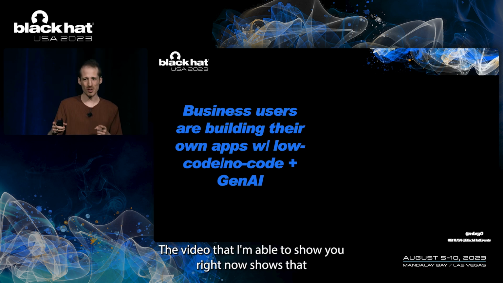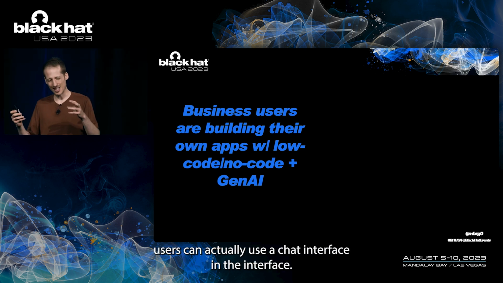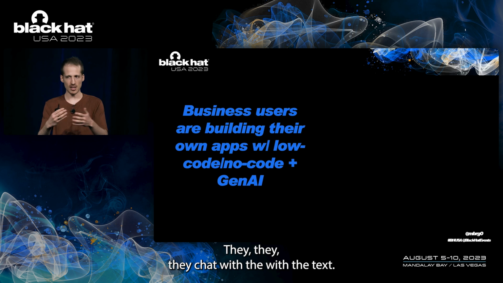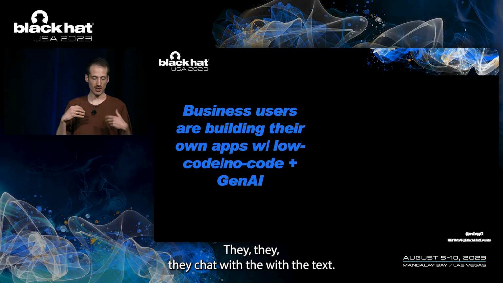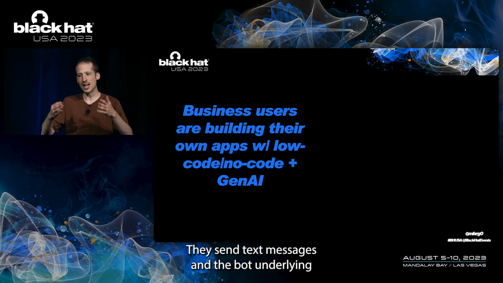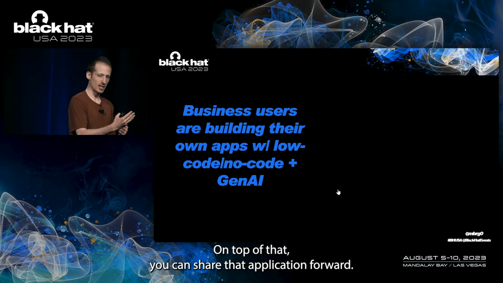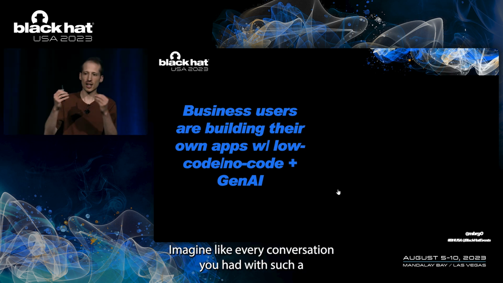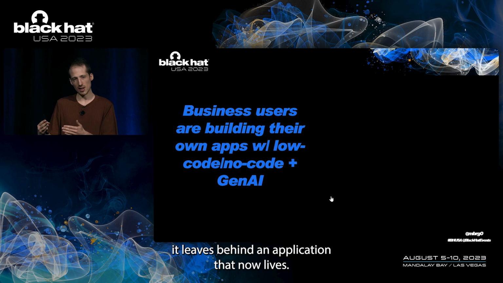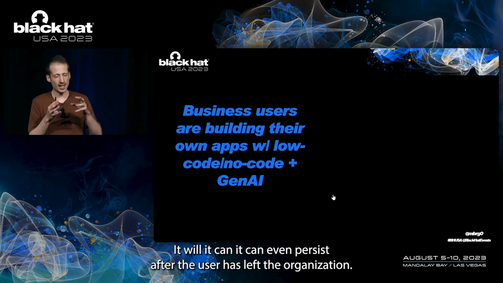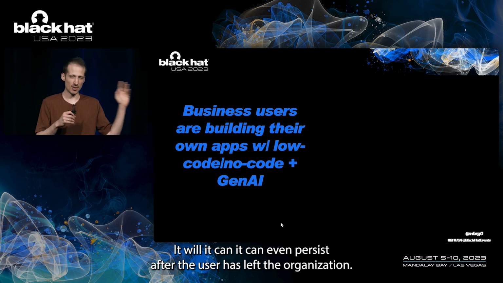The video that I'm not able to show you right now shows that users can actually use a chat interface, an AI interface. They send text messages, and the bot underlying would create a table in a database, an application on top of that. You can share that application forward. Imagine every conversation you had with ChatGPT lives behind an application that now lives. It's a thing. It can even persist after the user has left the organization.